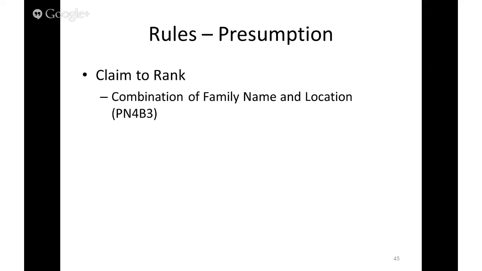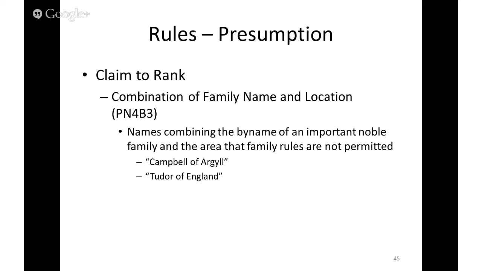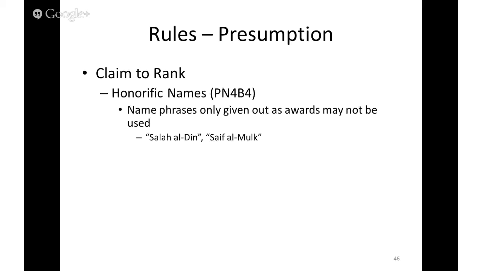You can't combine a family name and location of an important noble and the area they rule. So even though Campbell and Argyll are perfectly registrable, you can't be Campbell of Argyll because that's the ruling family. You can't be Tudor of England. You can be Tudor and you can be of England, but you can't be a Tudor of England. That's considered presumption. It implies that you're one of those Tudors. So those are okay by themselves.